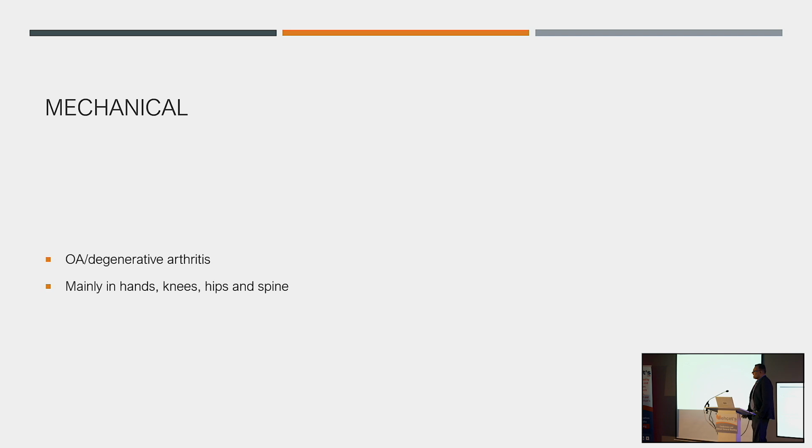The other thing is mechanical. As I said, people can get, in simple terms, wear and tear of the joints. You can get osteoarthritis, and it can be seen in any of the joints, but mainly in the large weight-bearing joints.